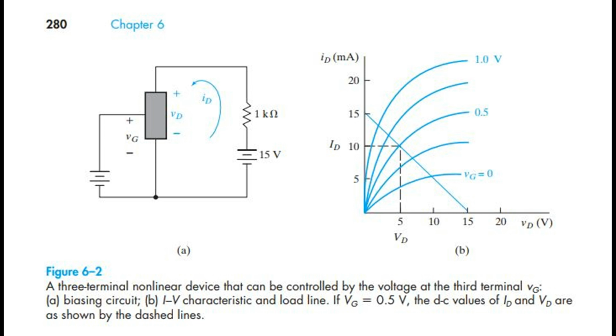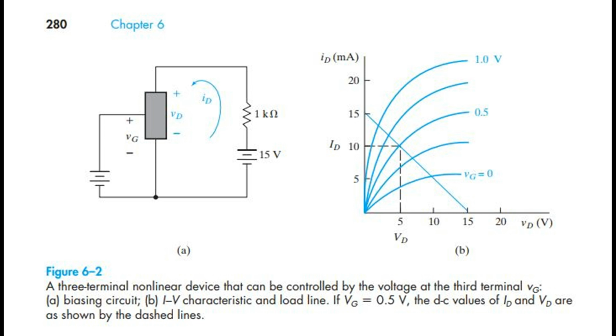Figure 6.2. A three-terminal device that can be controlled by the voltage at terminal Vg. A, a biasing circuit. B, current voltage characteristics and load line. If Vg = 0.5 V, the direct current values are shown by the dashed lines.